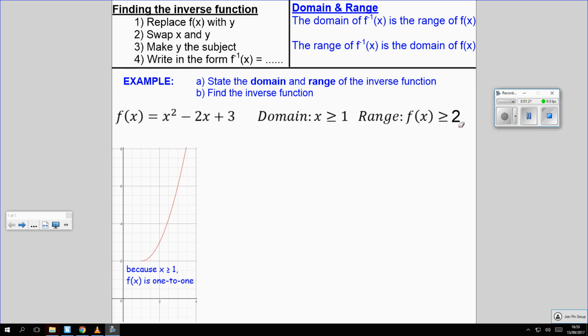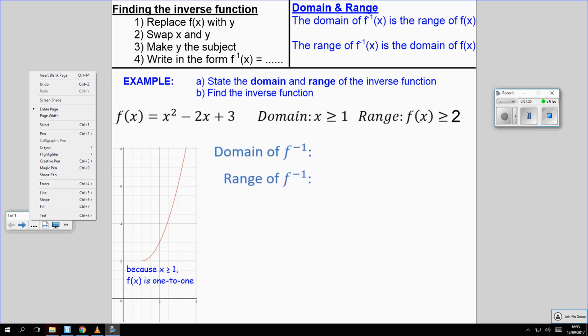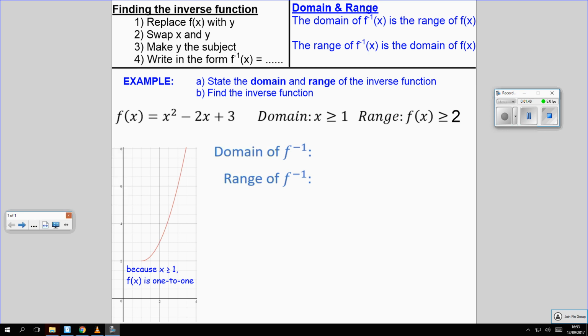And using that information, we can think about part A, which is find the domain and range of the inverse function. So let's think about doing that. So we're going to want to find the domain of f inverse and the range of f inverse. And we're going to get those by thinking about the domain and range of the original function f of x.